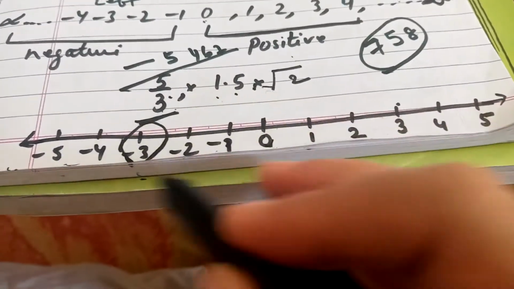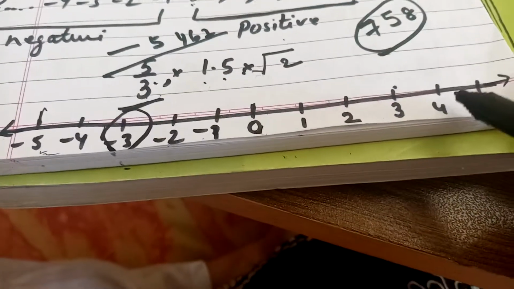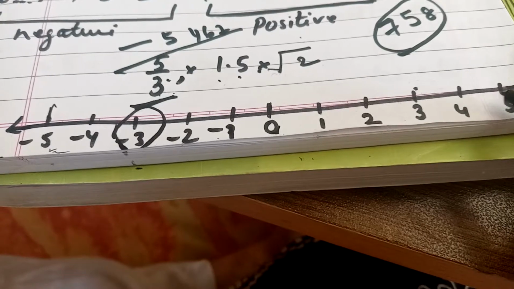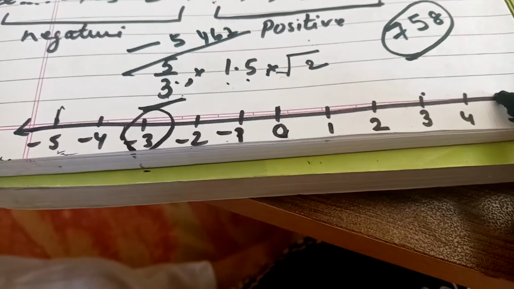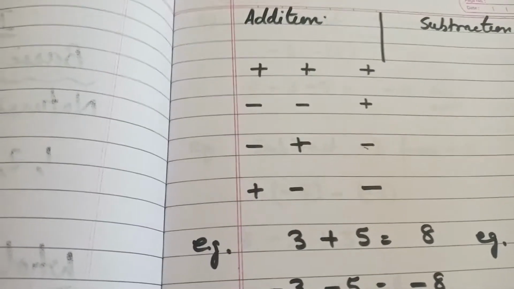-5, here it is -5. Similarly, positive number minus +5, here we have to write the positive number +5. Let's come to the next topic, that is addition and subtraction of integers.